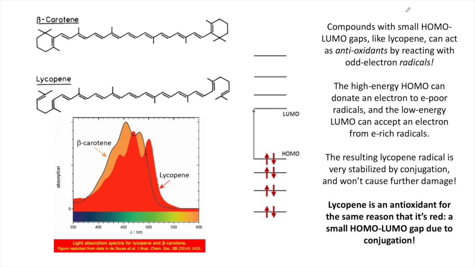So this is the kind of amazing thing. When you hear that your diet should include colored fruits and vegetables for their antioxidant properties, you can actually connect the antioxidant properties with the color. They are antioxidants for the same reason that they are colored. It's because they have that small HOMO-LUMO gap, right? In color terms, it means I can promote an electron up from the HOMO to the LUMO pretty easily. And from an antioxidant property, it means that it can both take and receive an odd electron pretty easily. So, eat your fruits and vegetables.